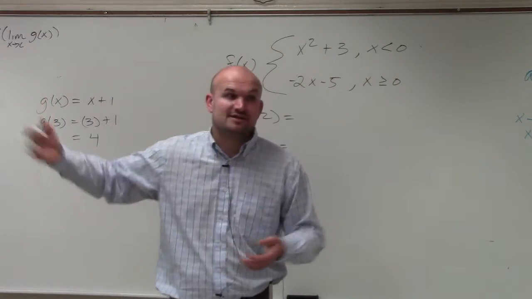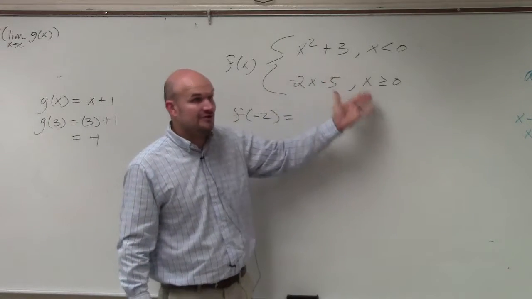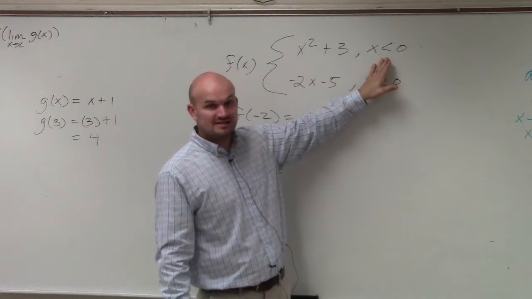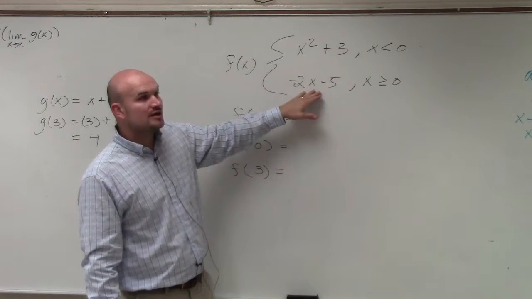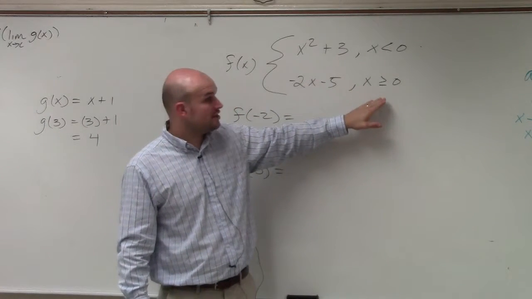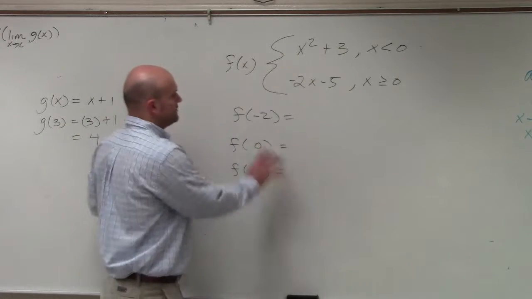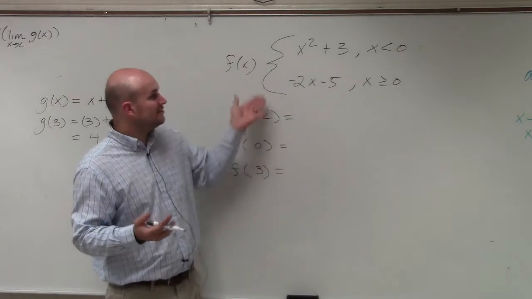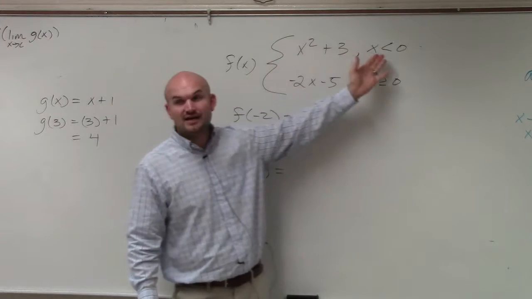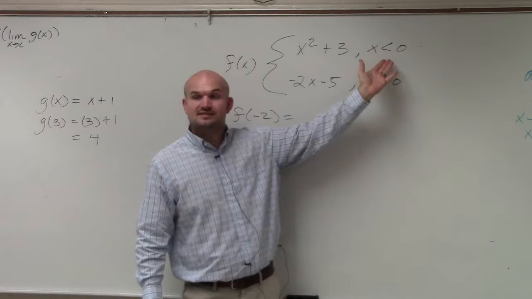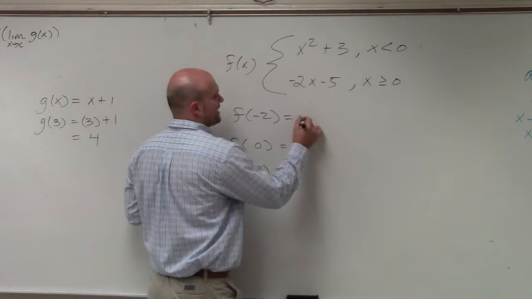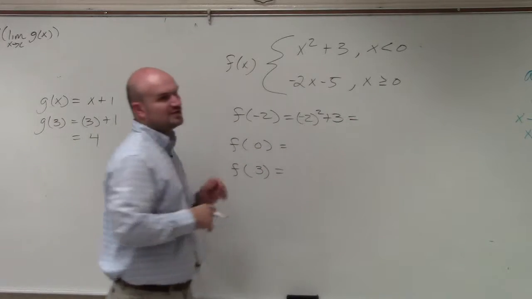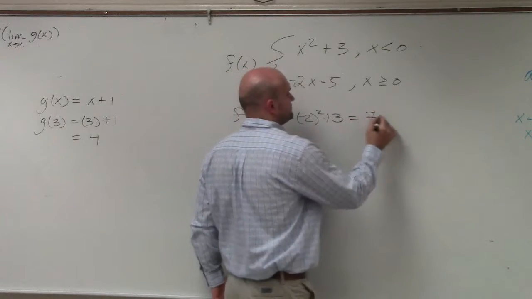Because we don't have to use implied domain, they give us a constraint on the domain. We can use this function only when our inputs are less than 0. We use this function only when our inputs, our x values, are greater than or equal to 0. So when you look at the first example, it says f of negative 2. I can only plug negative 2 into this function, because the constraint on this one is only x's that are less than 0. So you just plug in negative 2 squared plus 3. Negative 2 squared is 4, and 4 plus 3 is 7.